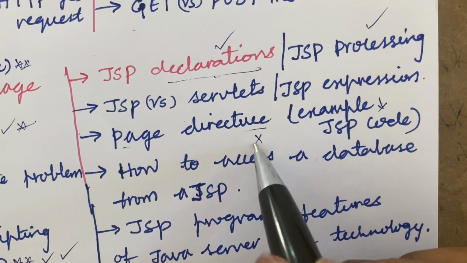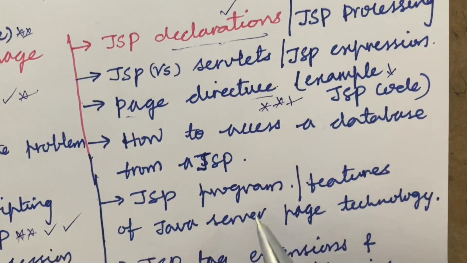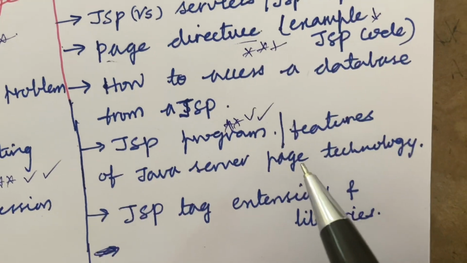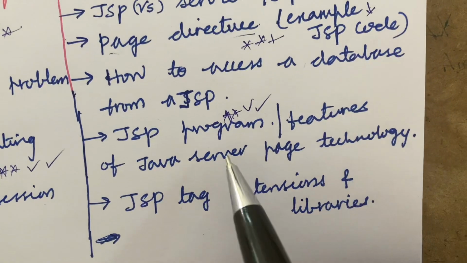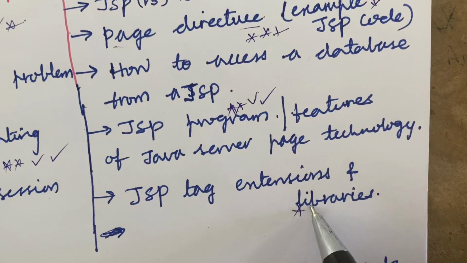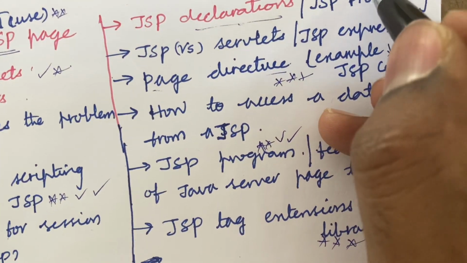The page directive is said to be a topmost question. How to access the database from a JSP. JSP programs will be asked. You are supposed to work out all the different programs related to it. Features of Java Server Page technology. JSP tag extensions and library is also said to be a long question, and this comes under the part of 9A as well as 9B.